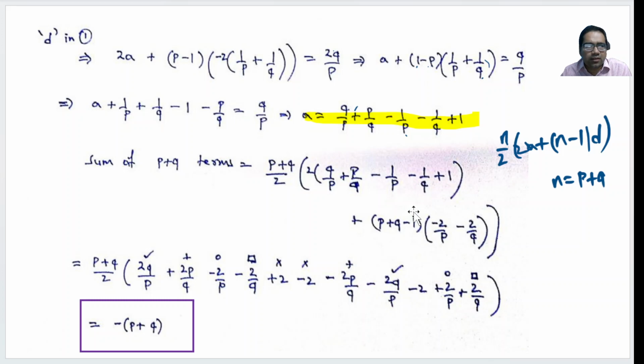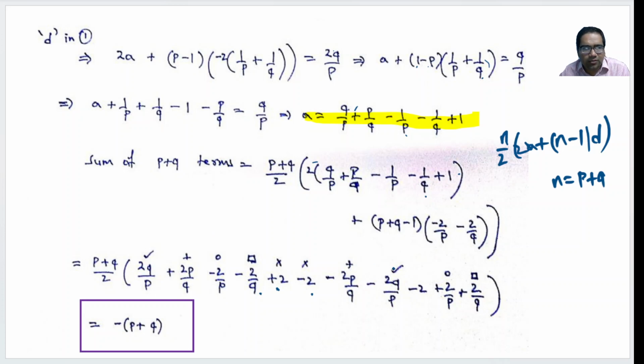by p, minus 2 by q, plus 2, which is here. Again p into minus 2 by p, which becomes minus 2. Then p into minus 2 by q, minus 2p by q, q into minus 2 by p, minus 2q by p, q into minus 2 by q, minus 2, minus 1 into minus 2 by p, 2 by p, and 2 by q. If you see this, everything cancels out, right?